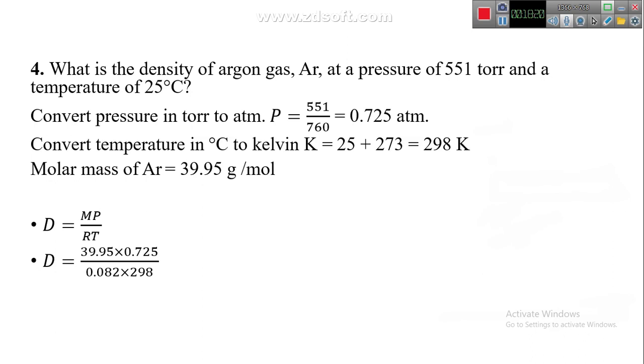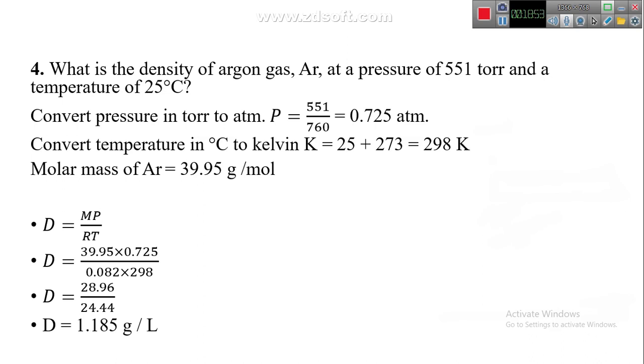39.95 multiplying by P, where P is equal to 0.725 atm, divided by R, where R is equal to 0.082, multiplying by the temperature in Kelvin, 298. The answer: density is equal to 28.96 divided by 24.44. Then we get the final answer.